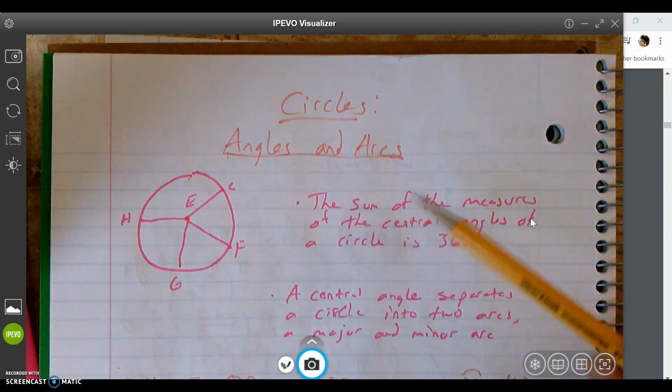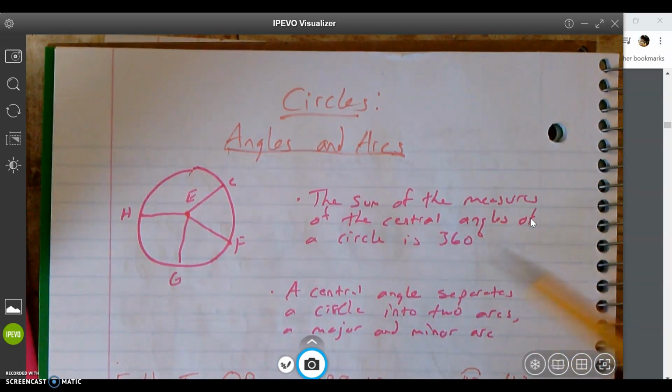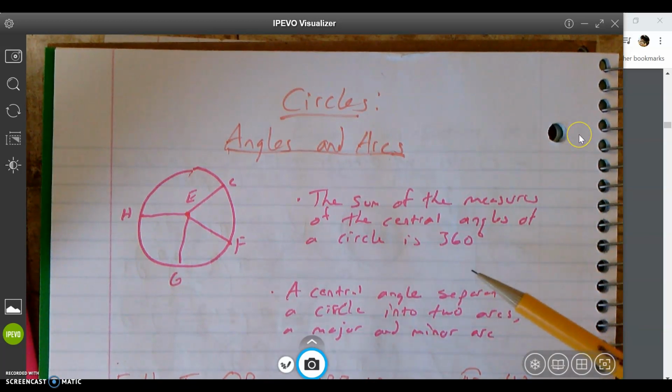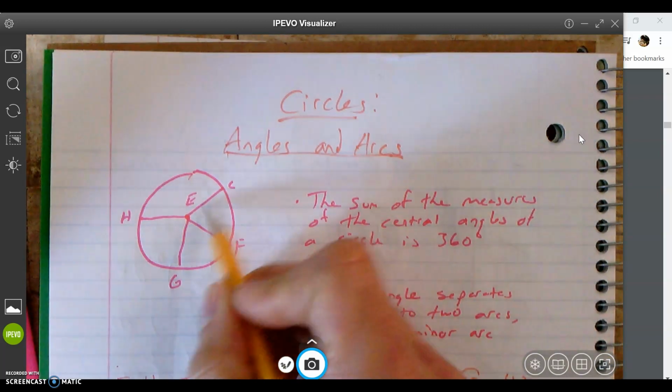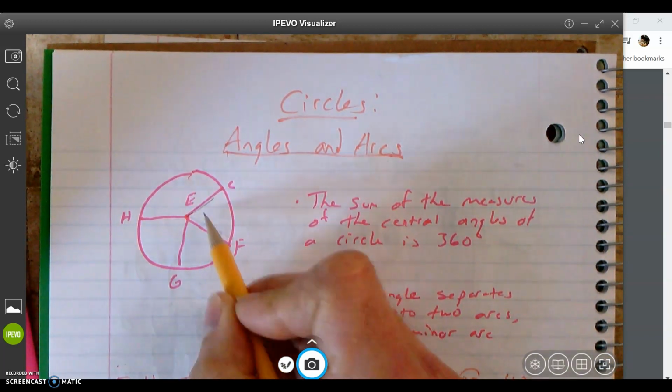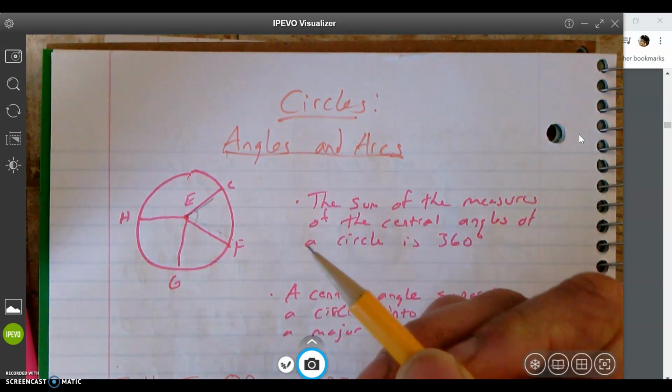One thing you have to know is that the sum of the measures of the central angles of a circle is 360 degrees. What is a central angle? Well, you see this radius and that radius here. This is a central angle right there. Why is it called a central angle? Because it's in the center.